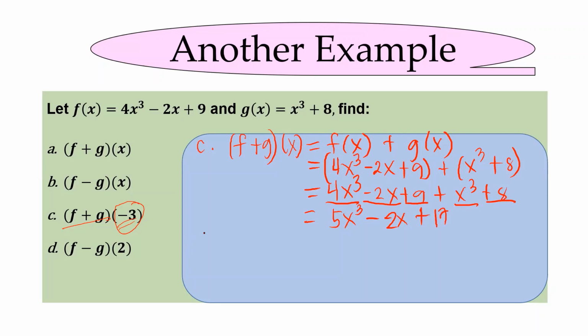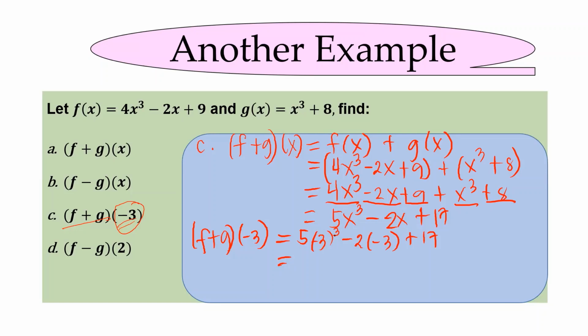Now, if we're going to evaluate na, if ang x is negative 3. So, that would mean, bring down 5, substitute x with negative 3, then cube. Then, we have negative 2 times negative 3 kasi yung x papalitan ng negative 3 plus 17. Next, perform the operation. Start muna tayo dito.